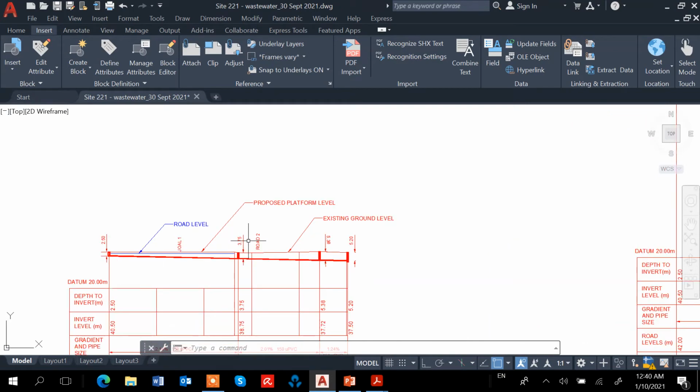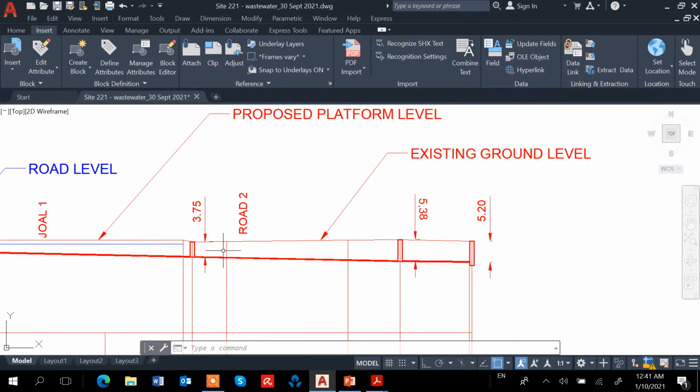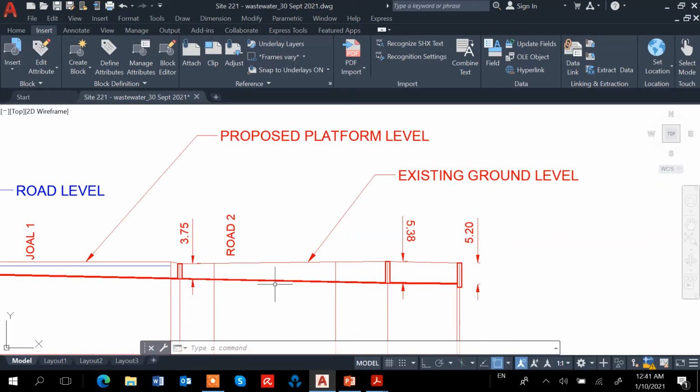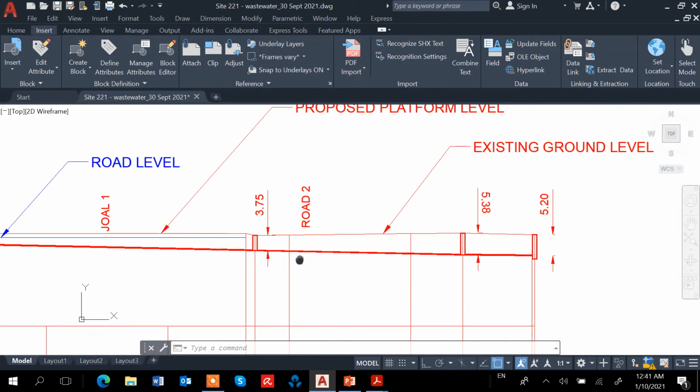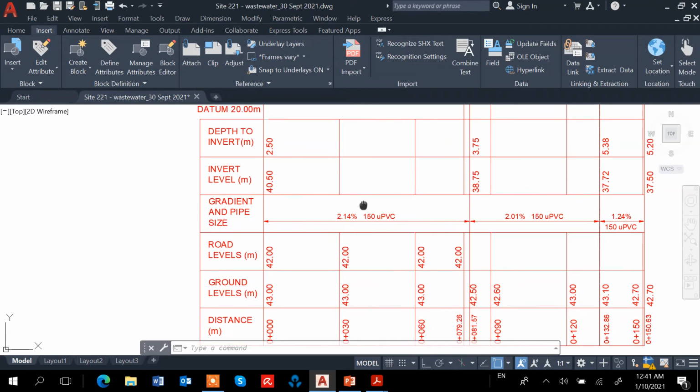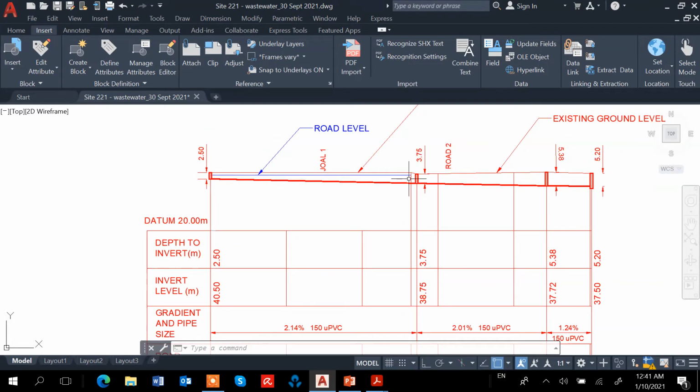Because we run the sewer pipe along the edge of the boundary, the edge of the lots. And also, this one is overland. It's not inside the lots, which is existing ground level. So we have to do the ground level, I think with the red line. In this case we consider the platform, because that would be the ground, because we're not going to consider the existing ground level.